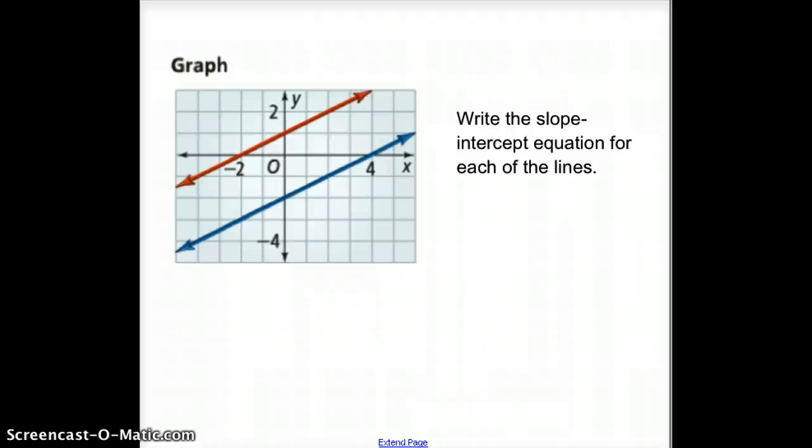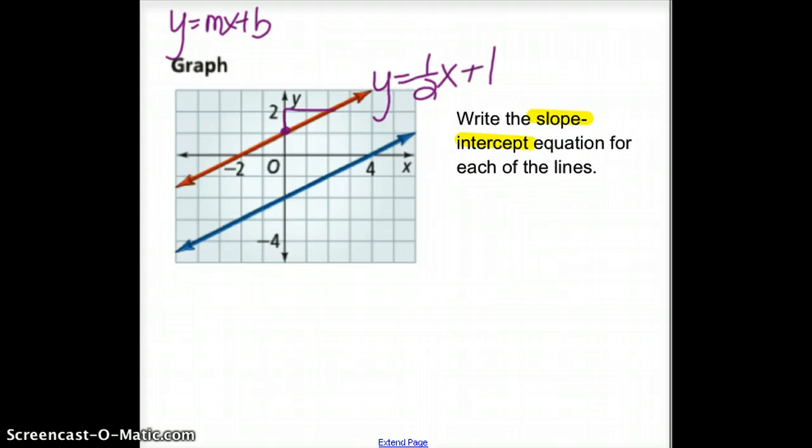So let's look at this graph. Write the slope-intercept, that's y equals mx plus b, equation for each of the lines. All right, so let's start with the red line. I want to write it in this form. It's easiest to compare parallel lines. All right, my y-intercept looks like it's at 1. My slope is up 1 over 2. Y-intercept was 1. Okay? Now let's look at the blue line. Y-intercept is at a negative 2. Slope is up 1 over 2.